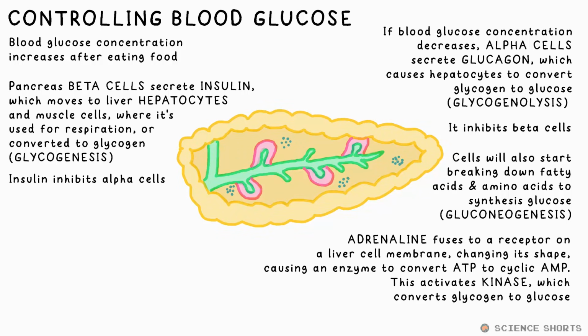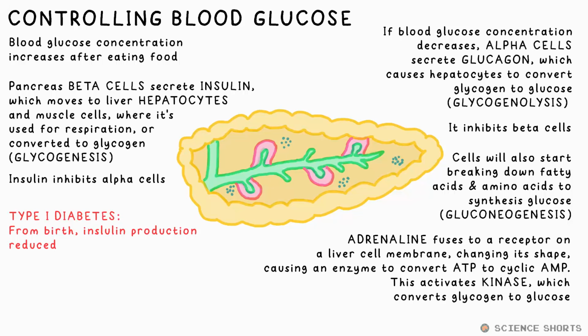Adrenaline is also responsible for raising blood glucose levels. It's secreted by the adrenal glands, and it fuses to a receptor on a liver cell membrane, changing its shape and causing an enzyme to convert ATP to cyclic AMP. This activates the enzyme protein kinase, which causes glycogen to be converted into glucose.